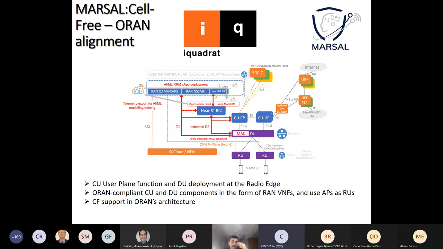And of course, we need extensions of the existing interfaces and control plane protocols to apply at various and different reference points in order to incorporate support for cell-free networking.